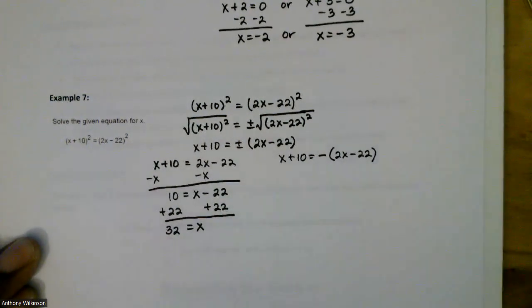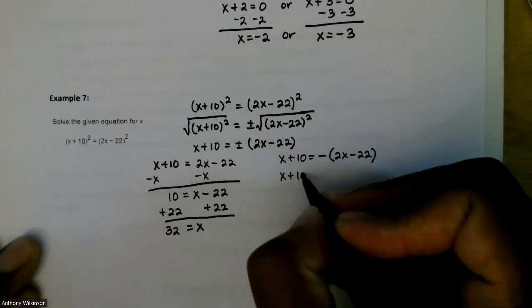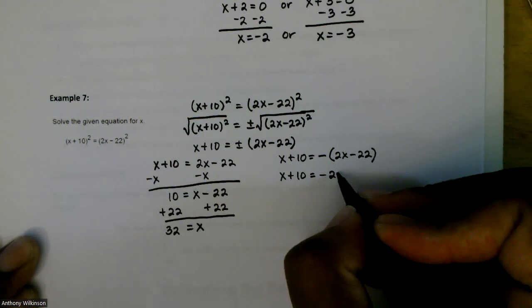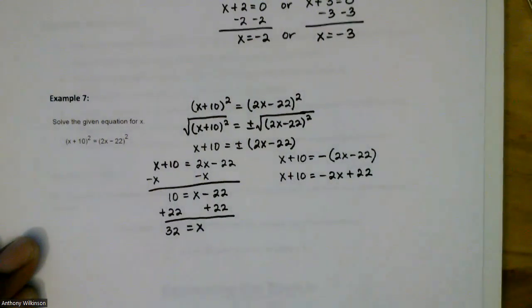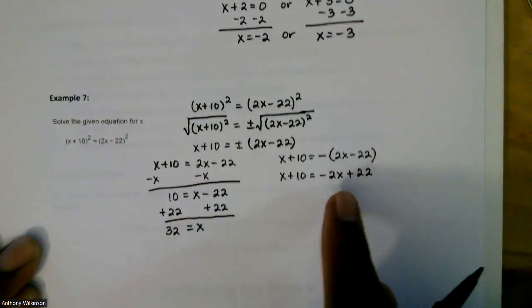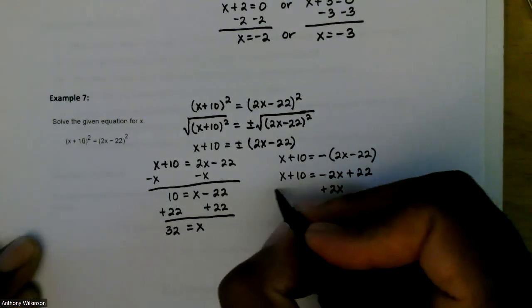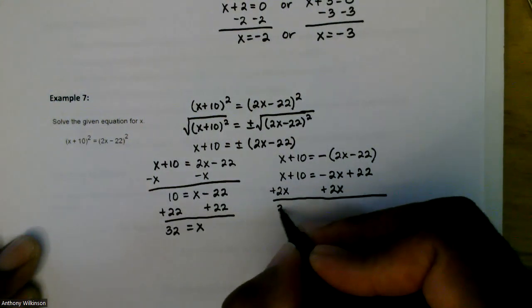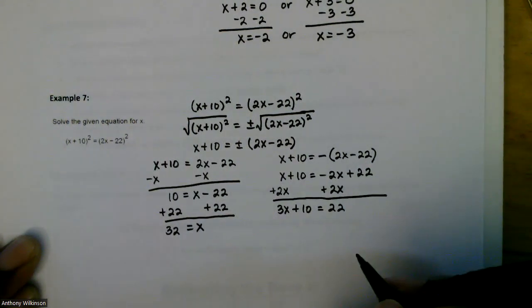Now for x plus 10 equals the negative of 2x minus 22, bring this x plus 10 down, but I'm going to distribute the negative over the 2x minus 22, so it'll be negative 2x, minus times a minus, that'll be plus 22. And now let's get the variables on one side and the numerical terms on the other side. I'm going to move the negative 2x over to where the x is by adding 2x to both sides. So that means x plus 2x is 3x plus 10 is equal to 22.